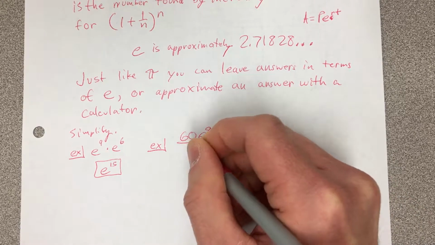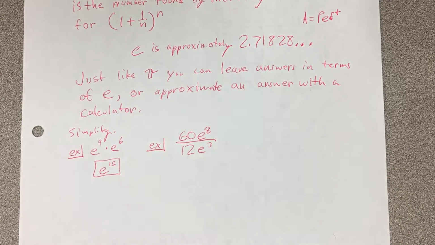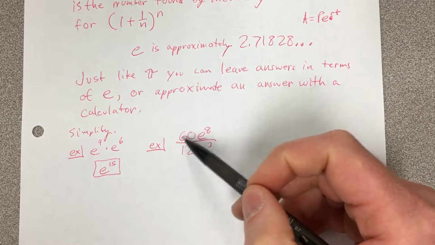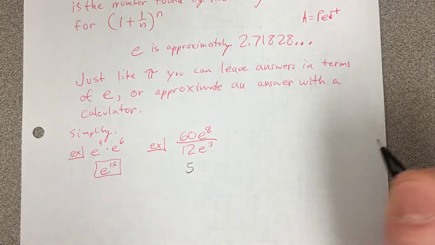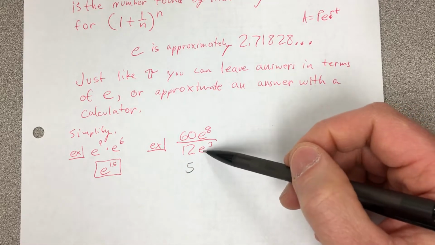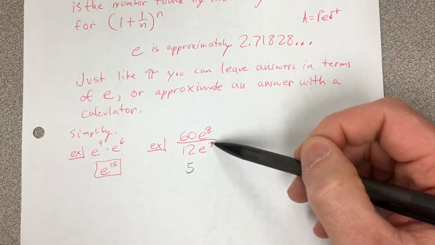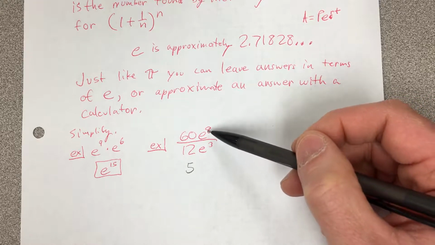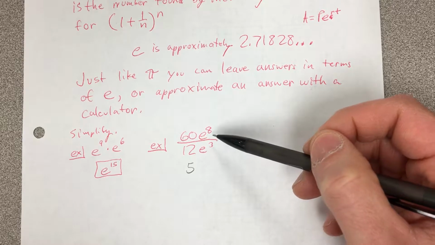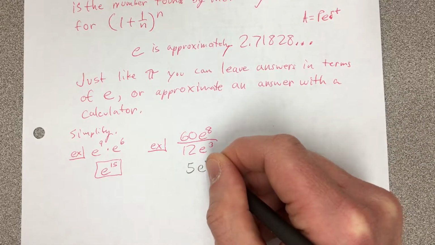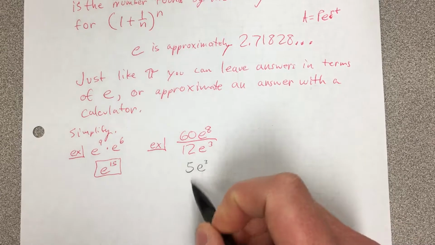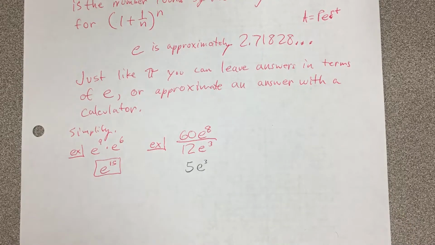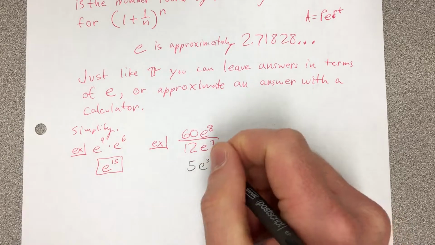Let's try another one, just a little bit of practice here. 60e to the 8th, but we're dividing by 12e to the 3rd. Well, let's go ahead and simplify this fraction. 60 divided by 12 is 5. And now, class, when you're dividing, you subtract the exponents, and your result always goes on top. So we're going to do 8 minus 3, which is e to the 5th, and we just put it on top. We put it in the numerator. There's no denominator. Well, I mean, it's 1 in this case, but the e to the 5th just goes on top with the 5. And we're done.